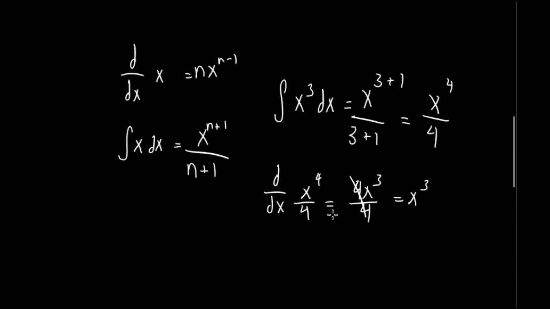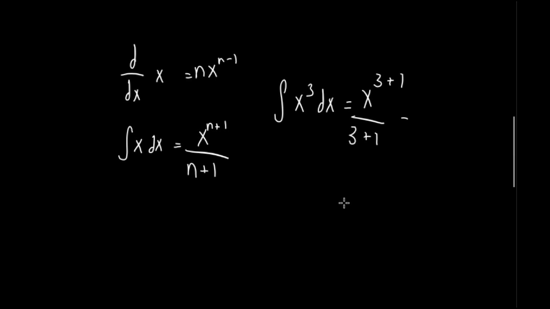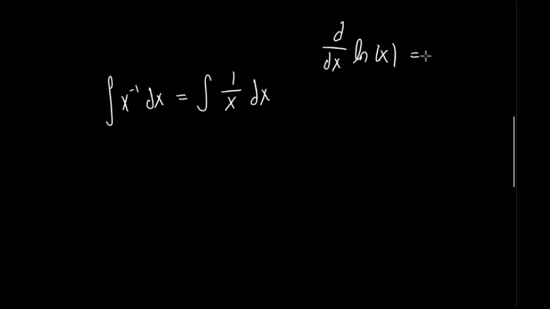However, there's one exception to the anti-power rule, and that is when x is to the power of negative 1. Because when you have the integral of x to the negative 1, that is the same as the integral of 1 over x, which, as you recall, back when we were doing derivatives, the derivative of the natural log of x was equal to 1 over x. So we can't apply the anti-power rule in this case. You just have to understand that when you have a negative 1 exponent, that will be equal to your natural log. So this is just the natural log of x plus c.